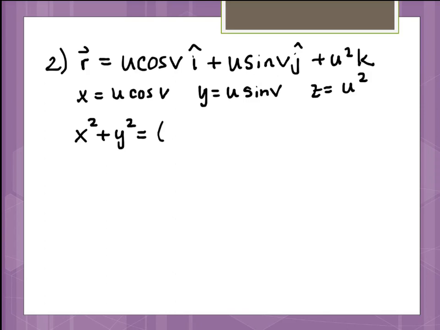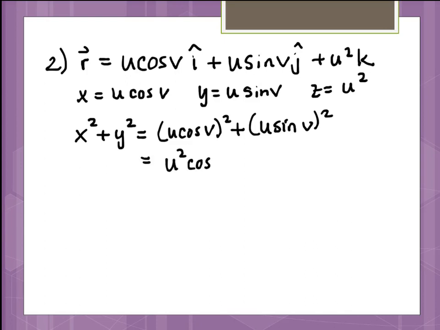I've actually got u cosine of v squared plus u sine of v squared. And then if I square each of those components, I get u squared cosine squared v plus u squared sine squared v. And then what? Yeah, this is just u squared. And the reason is because I can factor the u squared out, and then I have the cosine squared plus the sine squared. So x squared plus y squared is actually just equal to u squared, right?